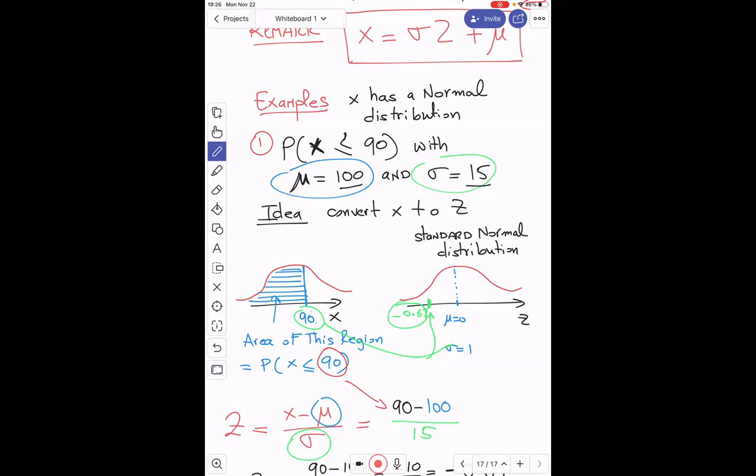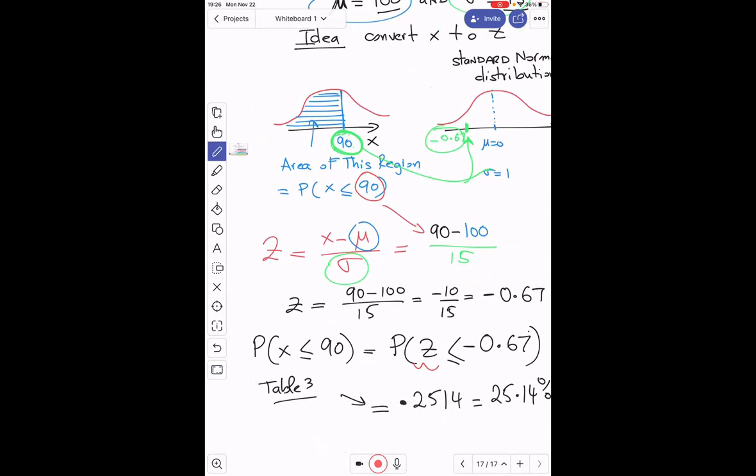So what we do, as you can see, I converted my x equal to 90 in this normal distribution to my variable z in the standard normal distribution. So when you convert, the formula that you need to use is this one right here: x minus mu over sigma. It gives you the number of standard deviations from the mean in the standard normal distribution.